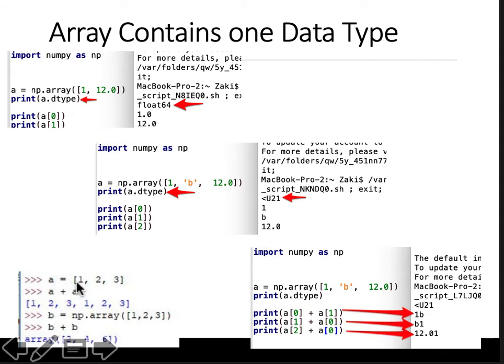Similarly, 1, 2, 3 is a list. When you try to add a list to a list, you get one long list. So it will just repeat that. If B is an array, then you try to add it. The result is 2, 4, 6. Like 1 plus 1, 2 plus 2, 3 plus 3 will be 2, 4, 6. Because now B is an array. Okay?